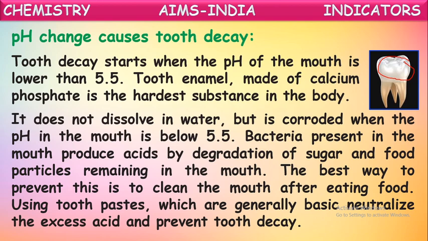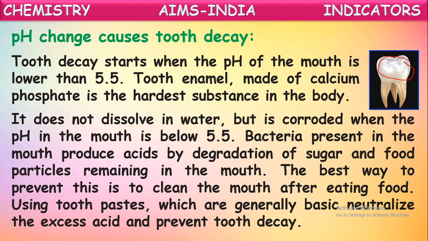Bacteria present in the mouth produce acids by degradation of sugar and food particles remaining in the mouth. Yes, if any food particles like sugars and glucose remain in the mouth, that increases the growth of bacteria. This bacteria decreases the pH in the mouth. If the pH decreases below 5.5, then it starts decaying the enamel.